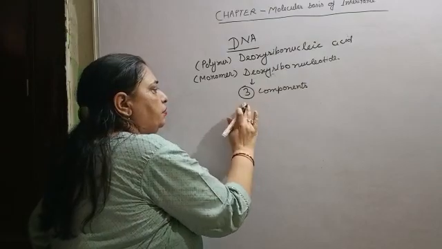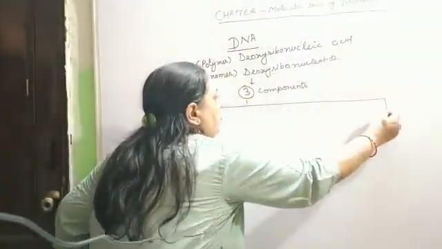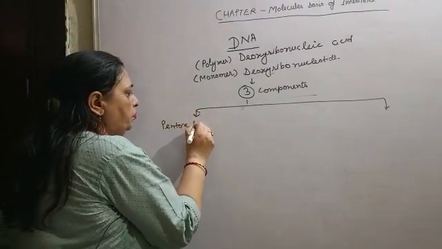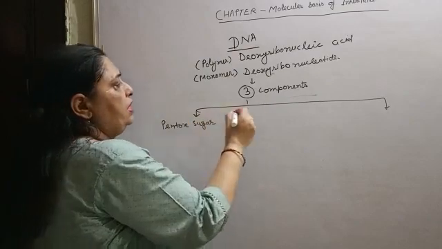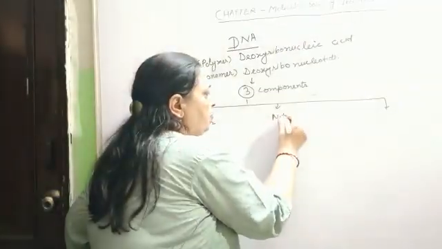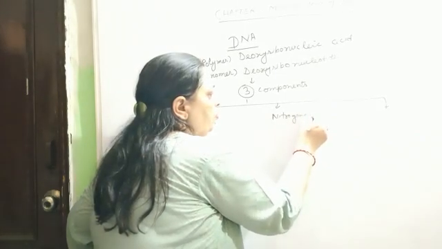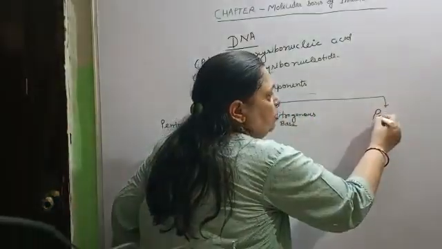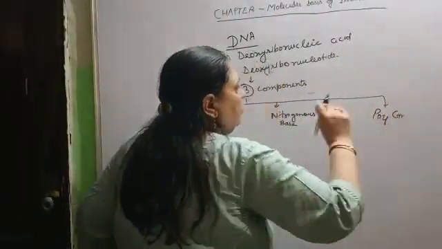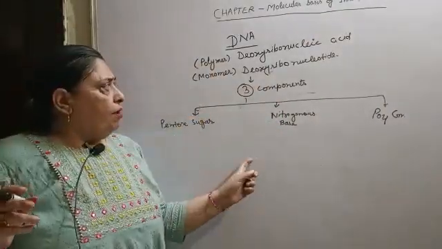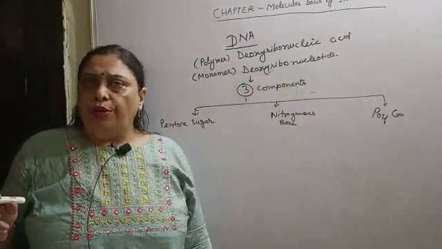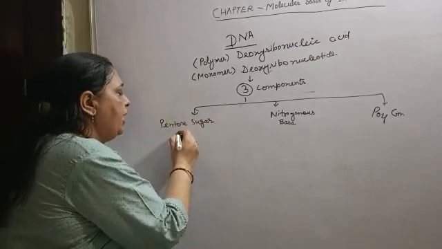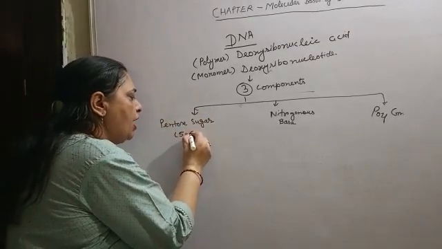The first is pentose sugar, second is nitrogenous base, and third is phosphate group. So these three components are forming deoxyribonucleotide. Now pentose sugar, as the name indicates, is made up of 5 carbons.